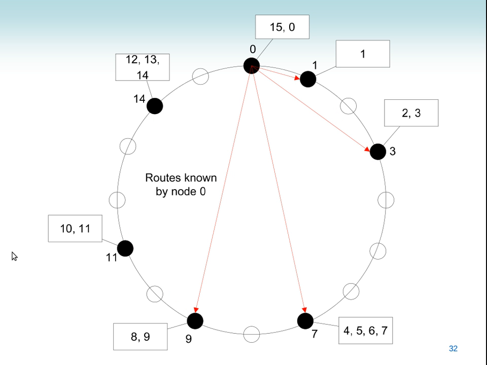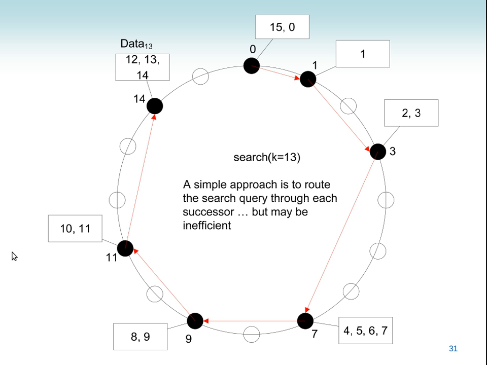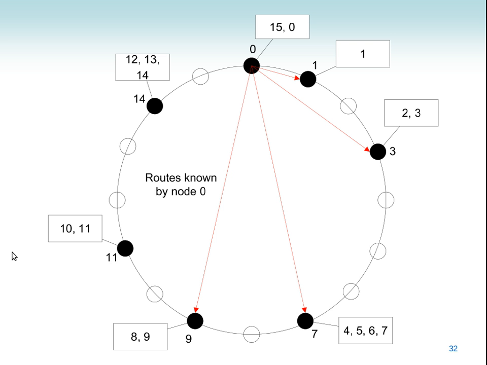This is how Chord works. So the previous one is not how Chord works. It's just to illustrate one approach. How Chord actually works is like this. The routing tables have more than one entry. We're still searching for key 13, but let's draw some routing tables. The routing table for node 0.